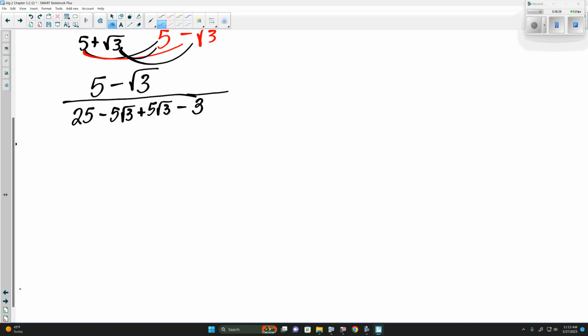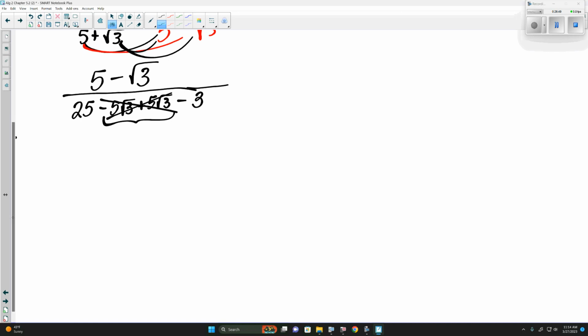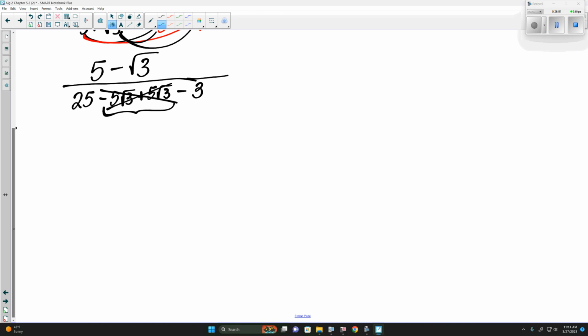So after multiplying that out, the only radicals we have in the denominator are the 5 square root of 3 and negative 5 square root of 3, yes? But what is negative 5 square root of 3 plus 5 square root of 3? 0. Guys, are there any radicals left in the bottom of the fraction? No.